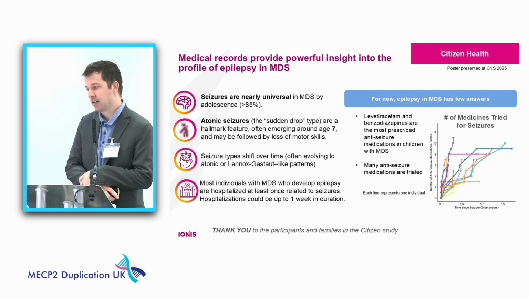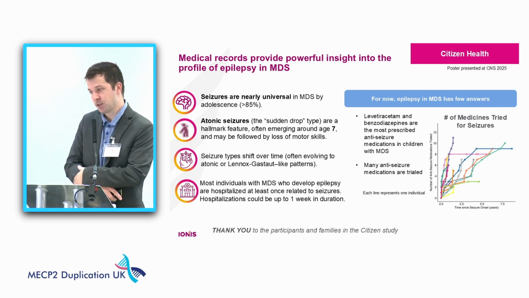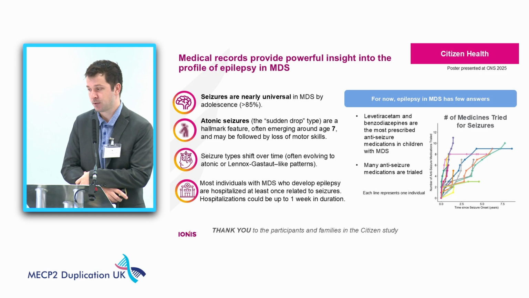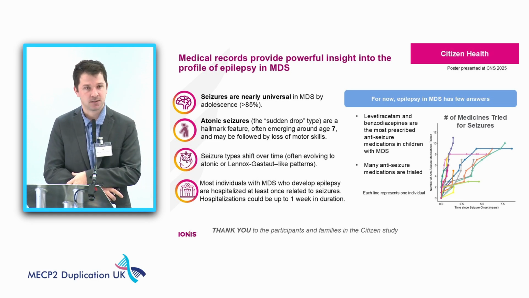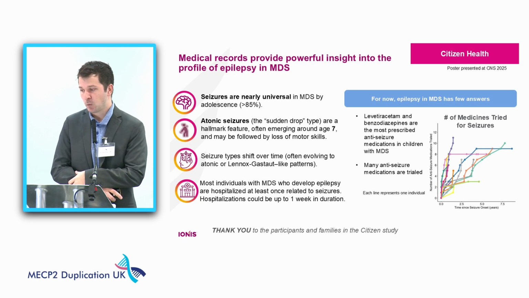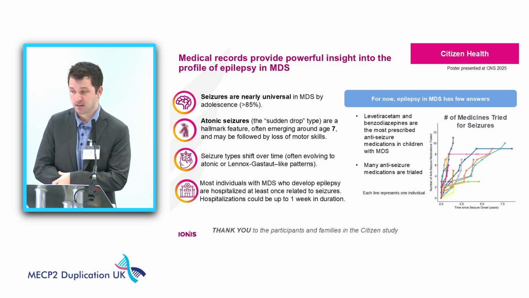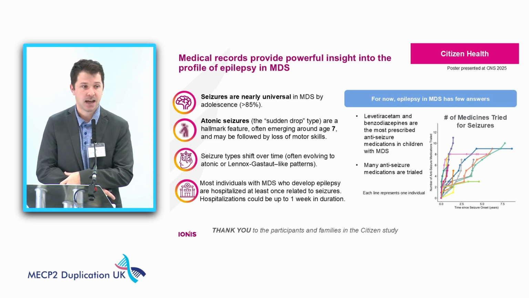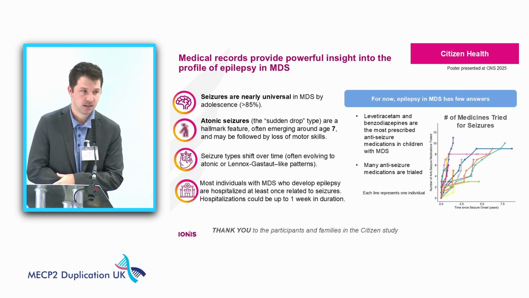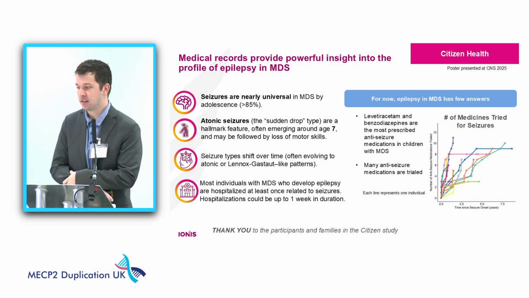And here in the US, in the data we're showing from the US, you can see the number of prescriptions that individuals have been trialed after they've begun seizures. So while levetiracetam and benzodiazepines are the most prescribed first line, those are quickly added on to or discontinued as the seizure profile continues to evolve.